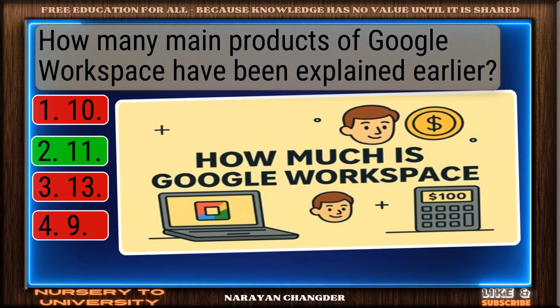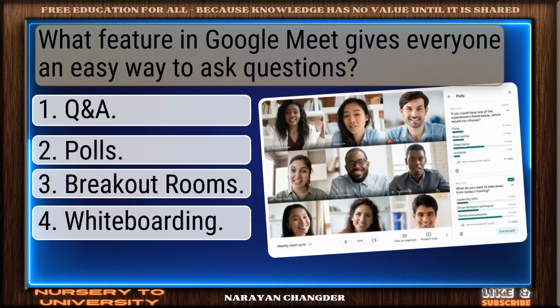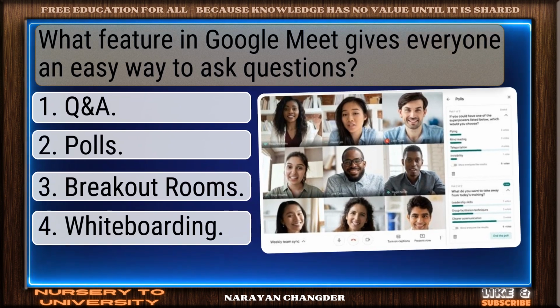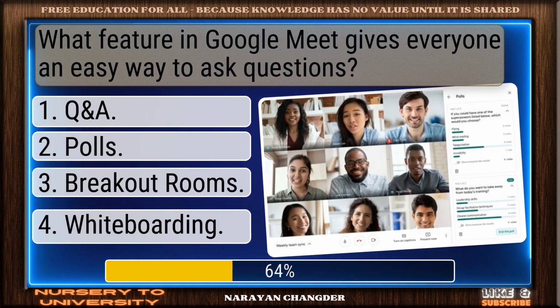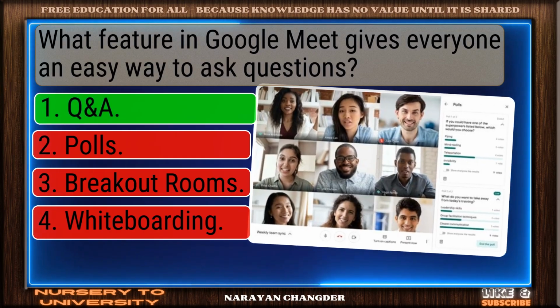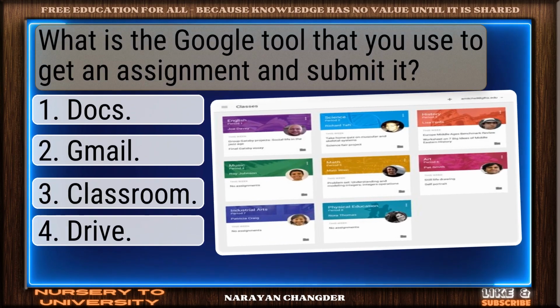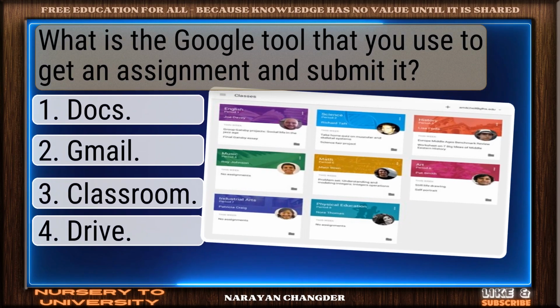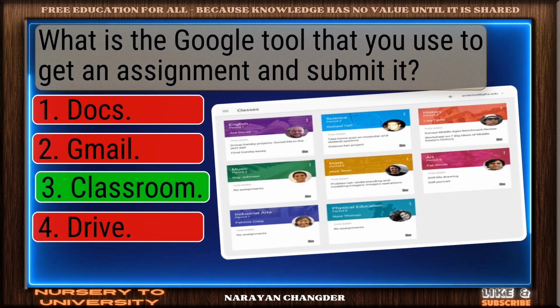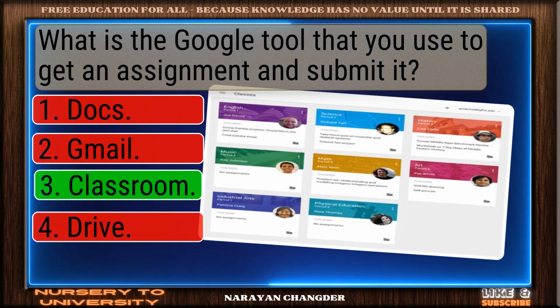Bravo. 11 is the answer. What feature in Google Meet gives everyone an easy way to ask questions? Smart move. Q&A is an accurate answer. What is the Google tool that you use to get an assignment and submit it? Well picked. Classroom is the correct answer.